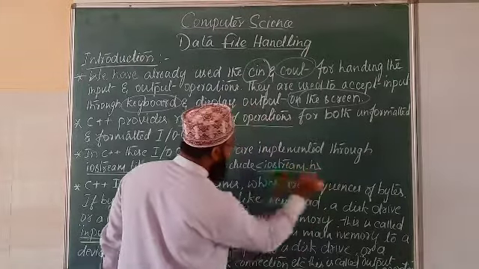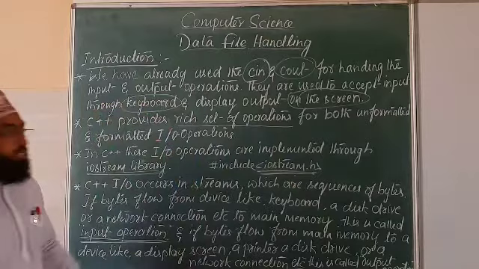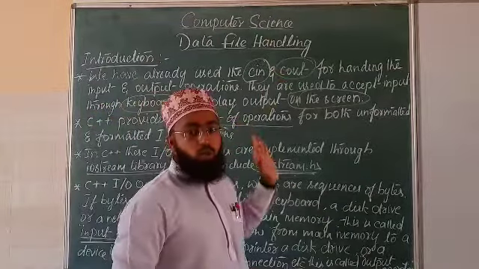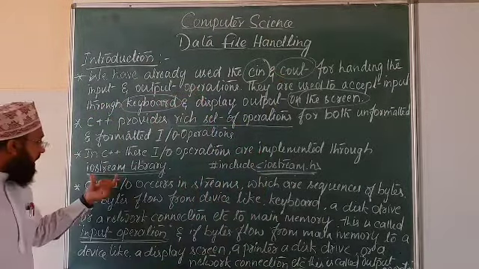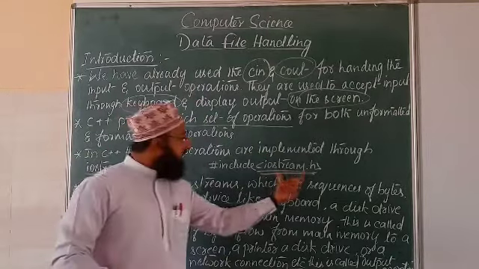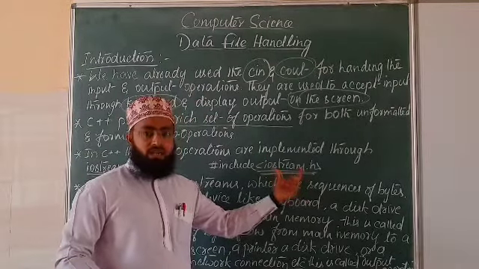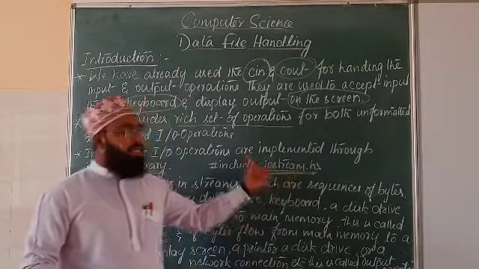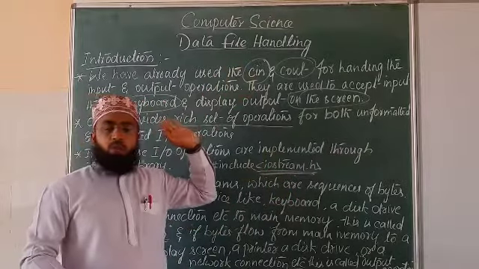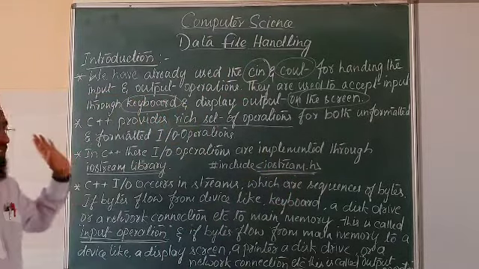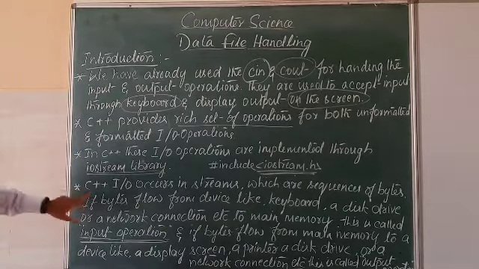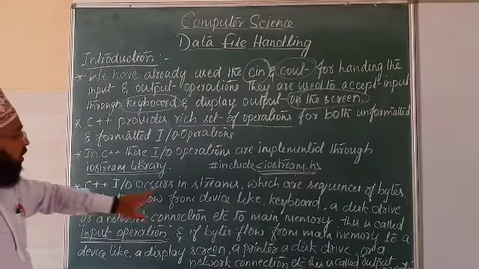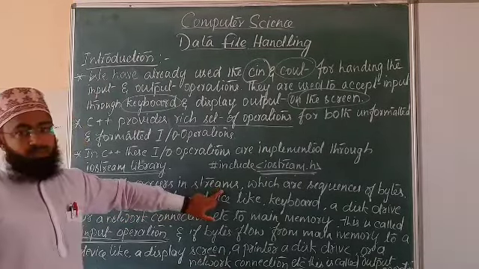iostream.h. This iostream means it includes standard input and output operations. Here, the iostream library means the iostream.h header file, which contains the input and output operations as cin and cout.